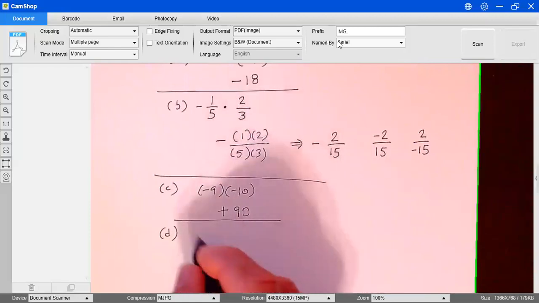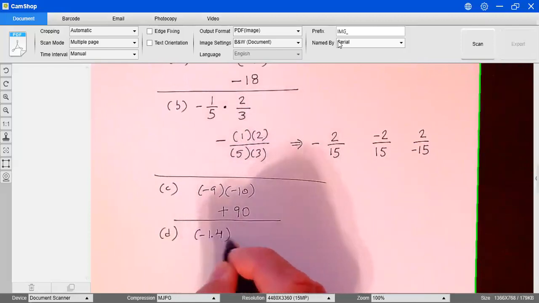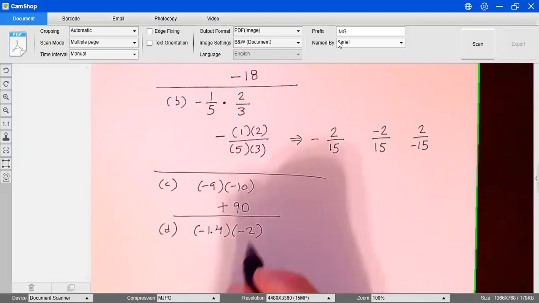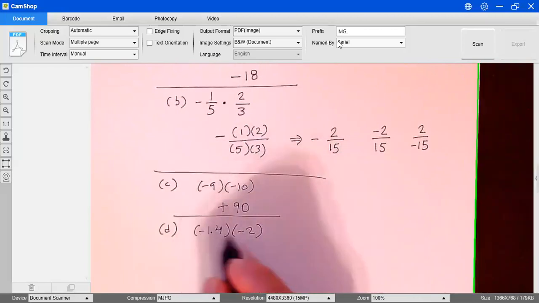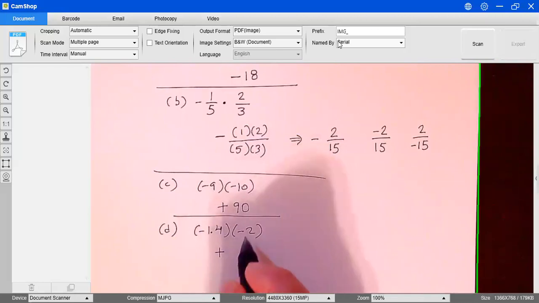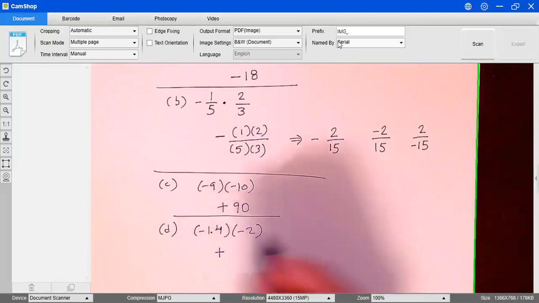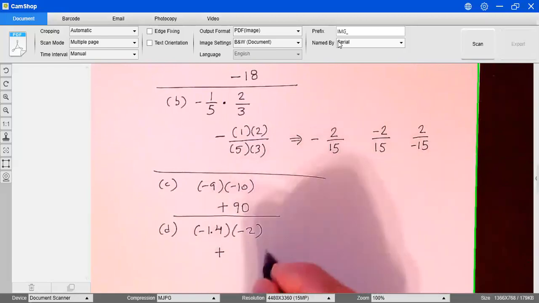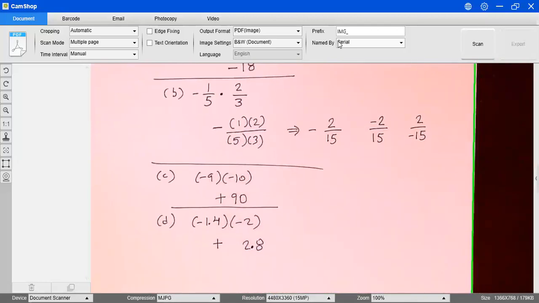So now we have -1.4 multiplying -2. So you just multiply, negative times negative is going to be positive, and then you multiply this either by hand or by using a calculator. So 2 times 4 is going to be 8. 2 times 1 is going to be 2. So we have positive 2.8.